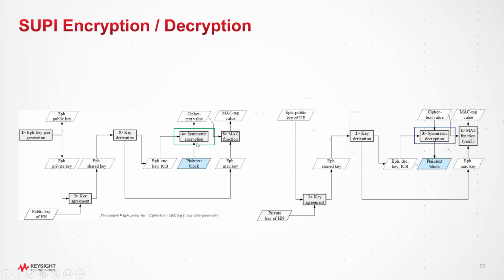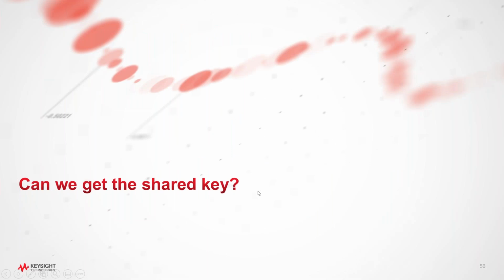Okay, now since they both have this symmetric key, the UE can use the symmetric key to encrypt the SUPI. The SUPI goes in, it converts into that ciphertext, and remember that ciphertext was the one that was in the SUCI that was sent over to the home network. The home network can take that ciphertext with the same encryption key and decrypt it. Why did I go through all of this? Because I am going to ask the question now, what if we can get to this symmetric key? And that's what we were looking at here at Keysight. Can we get that shared key?